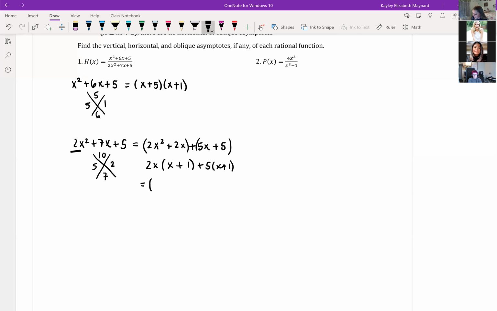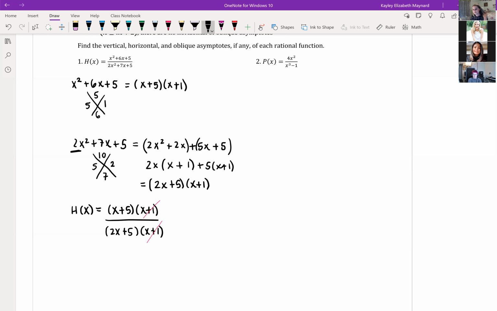So long story short, this factors down into 2x plus 5 times x plus 1. And then we see that we do have some stuff that cancels out. So h of x is equal to x plus 5 times x plus 1 over 2x plus 5 times x plus 1. Okay, so really nice because we have a common factor in the numerator and denominator, and that means that this cancels out. So that gives you that there's actually a hole at -1.